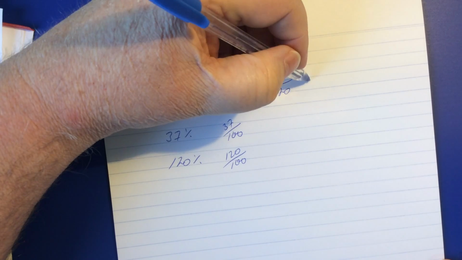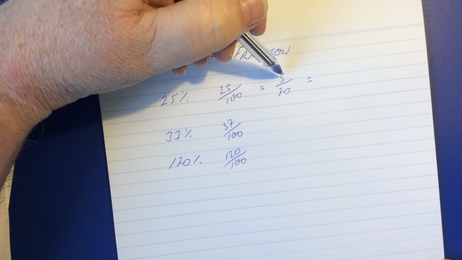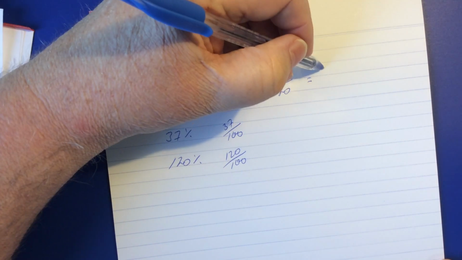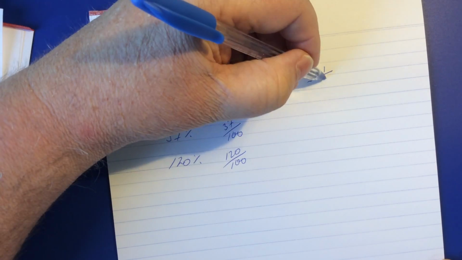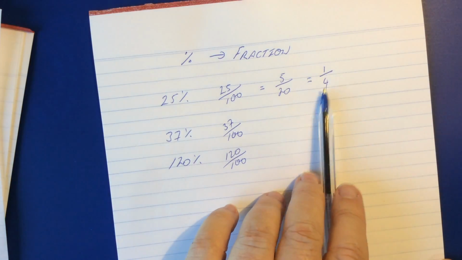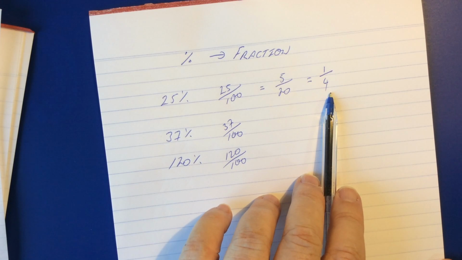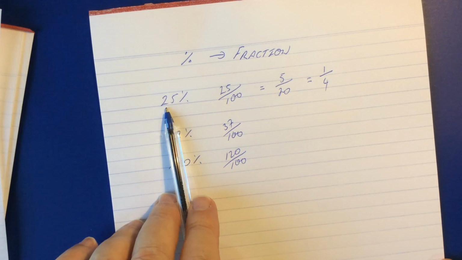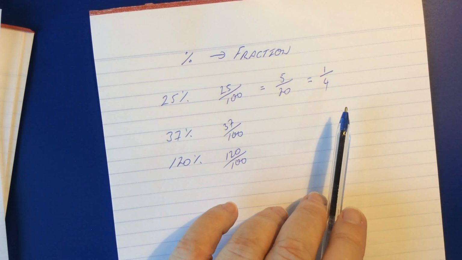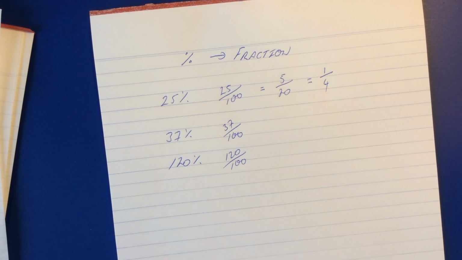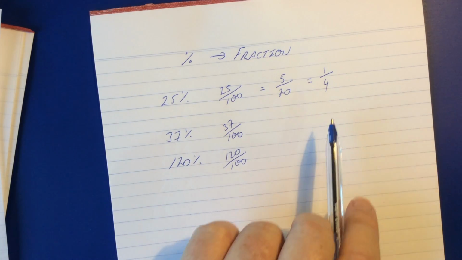We can break this down further, and this is good practice for simplifying fractions. 5 goes into 5 once and into 20 4 times. This can be simplified down to 1/4. 25% equals 1/4. You should probably memorize that if you haven't already, but this is the process of doing it.